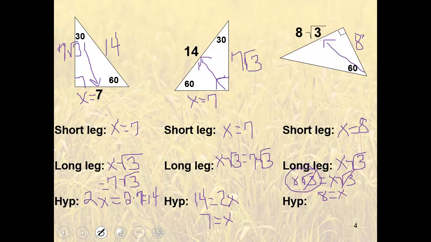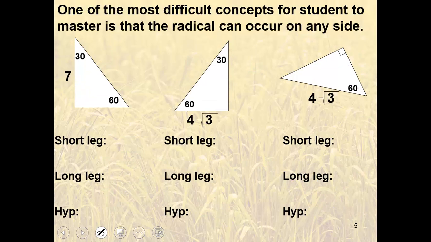So how do I find my hypotenuse? Well, it's just 2 times x, and 2 times x is 16. Just like that. Not so bad. One of the hardest things is when the radical doesn't occur in the spot that we think it should, like on the long leg. So, or we have a whole number on the long leg. It's okay, because then we just are going to divide through by a radical, and we know how to do that because we know how to simplify and rationalize our denominators.